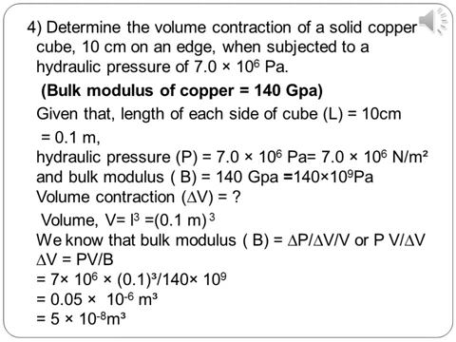We have to find volume contraction delta V. Volume of the solid cube V is equal to L cube is equal to 0.1 meter all cube. We know that bulk modulus B is equal to PV by delta V. Then delta V is equal to PV by B. By substituting the values of P, V and B, we get delta V is equal to 5 into 10 the power of minus 8 meter cube. It is the volume contraction.